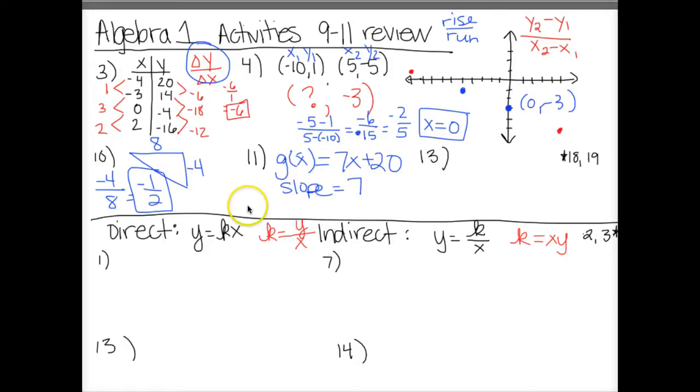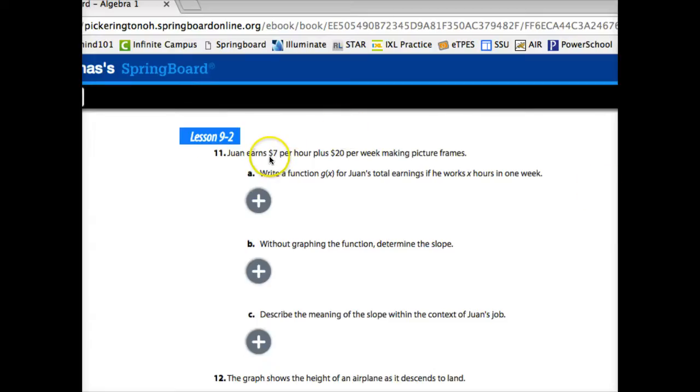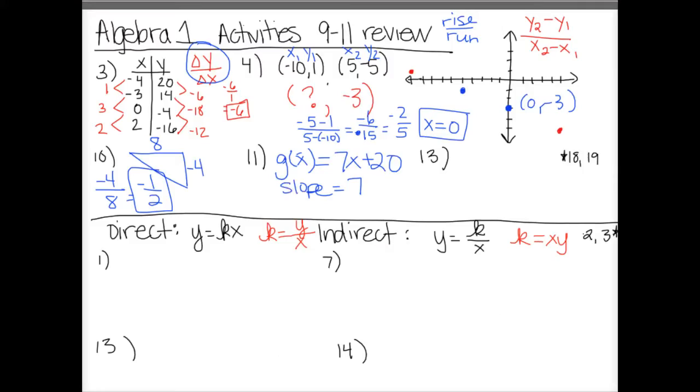Then C asks us to describe the meaning of the slope. So that means it's just saying what is 7 in the context of the problem. So you can even go back to the problem if you want. It's $7 per hour. So I would say the slope represents the hourly rate, or the slope represents that Juan earns $7 for every hour or per hour. So any of those variations are good descriptions of the meaning of the slope in the context.